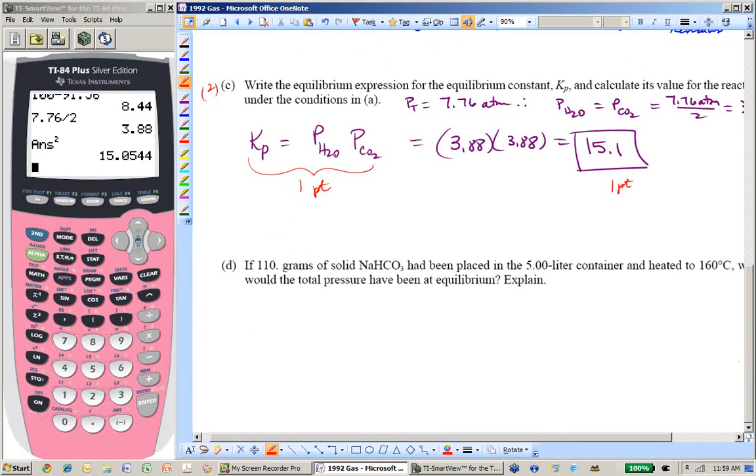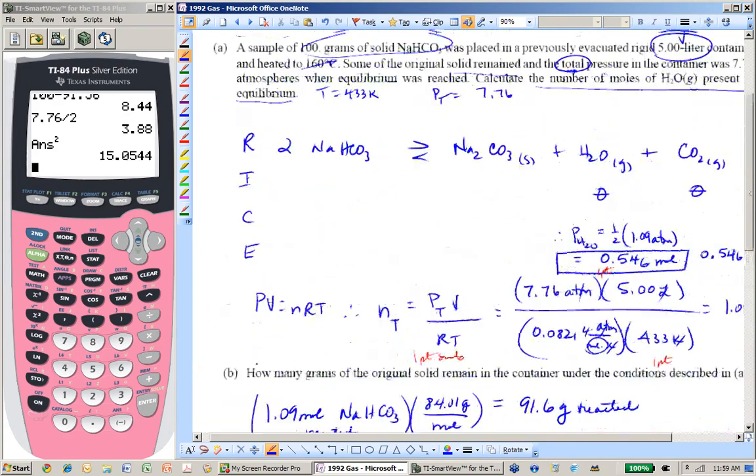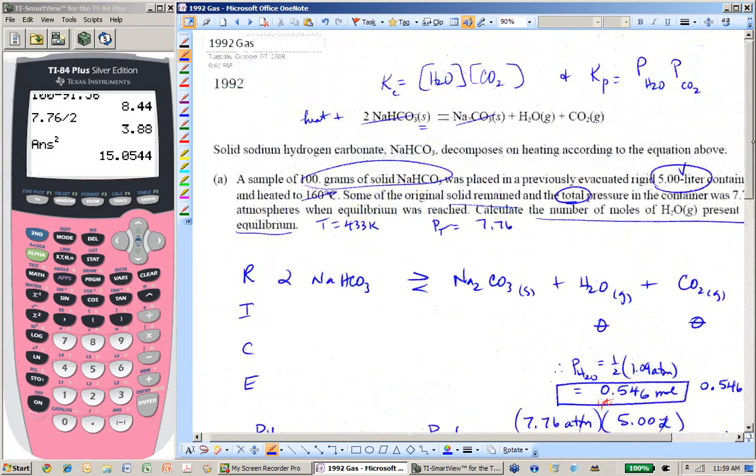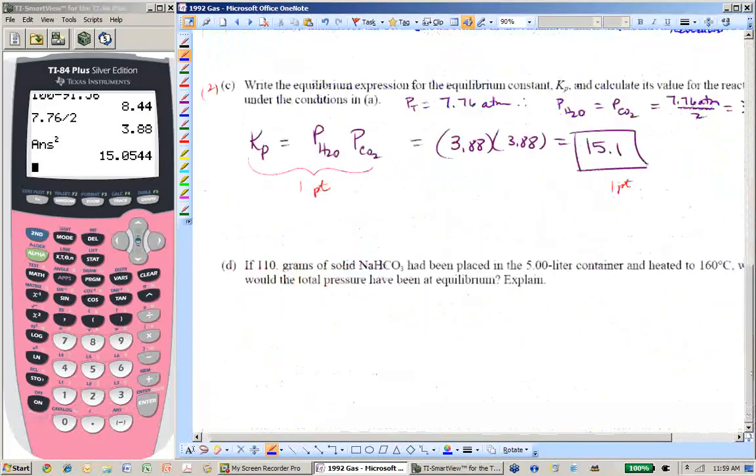And then if 110 grams of solid had been placed in the 5-liter container and heated to the same 160 degrees Celsius, what would the total pressure have been at equilibrium? And explain. I call this the easiest question on the page. You may call it a trick. If they increase the amount of solid up here, and they don't change the temperature, the value of K stays the same. Solids are not in the K expression. So the total pressure will remain the same.